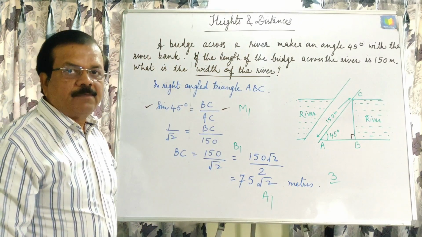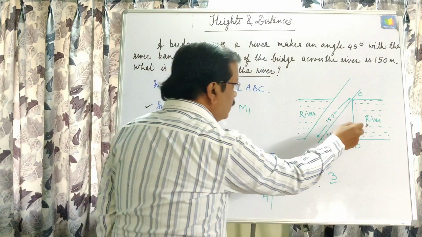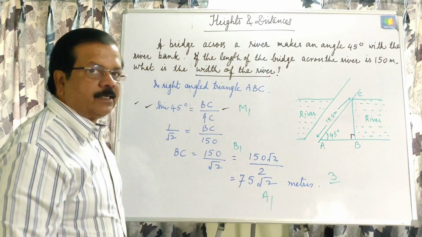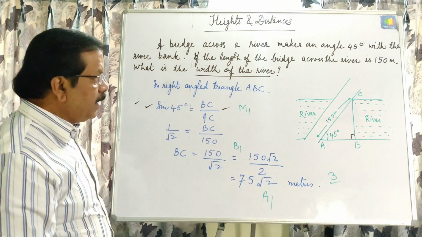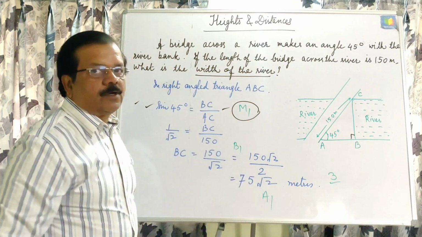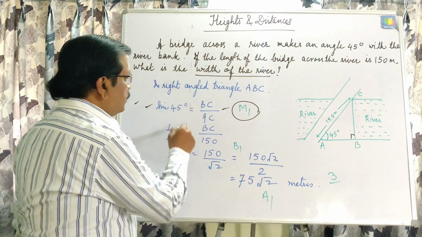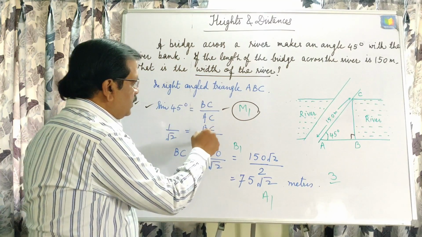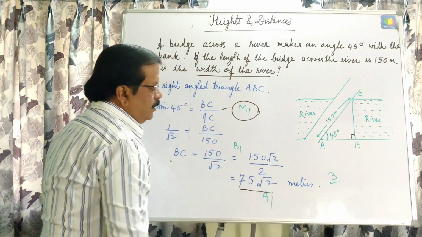Okay, sometimes if the student has done the figure wrong and has written this ratio correct, he will also be given the marks for this method because he knows the concept of the ratio. And that is why this ratio is very important. With the help of this ratio, 1 upon root 2 equals BC upon 150, then writing the value and simplifying.